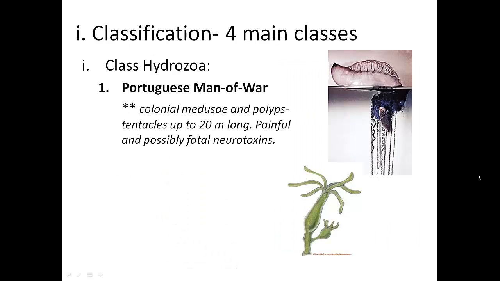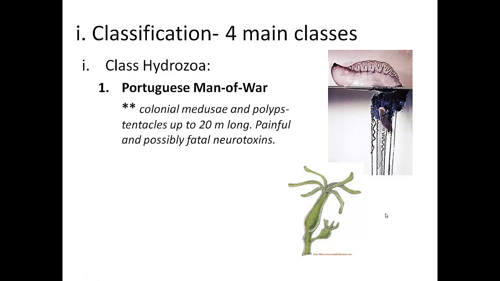Now, when we look at phylum Cnidaria, we can break it into 4 big classes. First, we have class Hydrozoa. A main example is the Portuguese man-of-war, which you see to the right here. These guys can get really big if you look at the information I have underneath. Colonial medusae, which is plural for medusa, and polyps can have tentacles that grow up to 20 meters long. That's really, really long. And they can cause painful and sometimes fatal issues if you get stung with one.